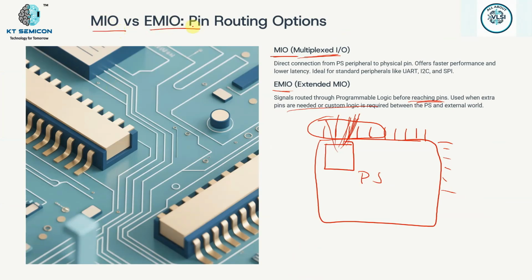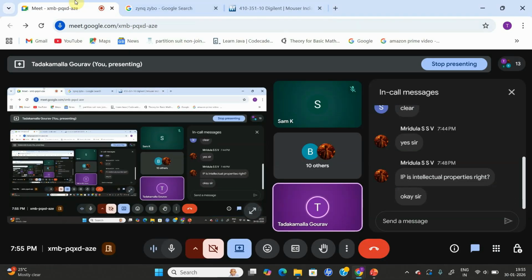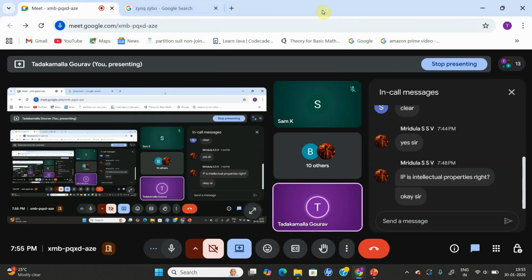This is how you are going to control your UART IPs or I2C IPs or SPI IPs, or whatever IPs are present inside your processor, using the application code which is written in C or C++, and the tool which you are going to use is Vitis.